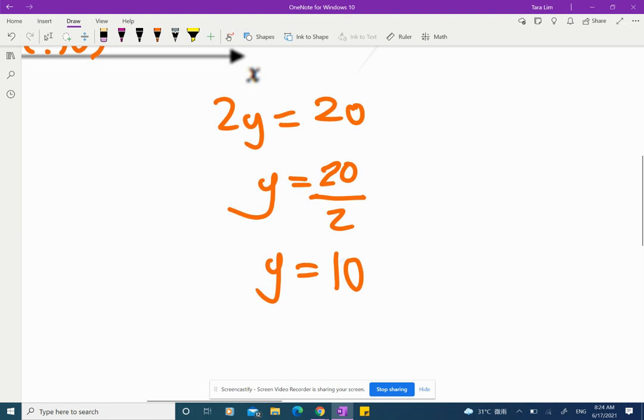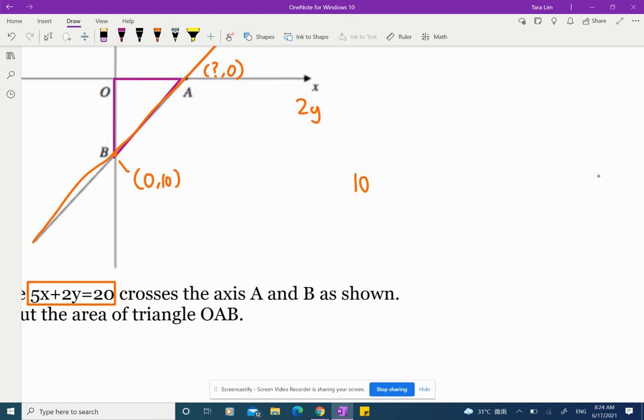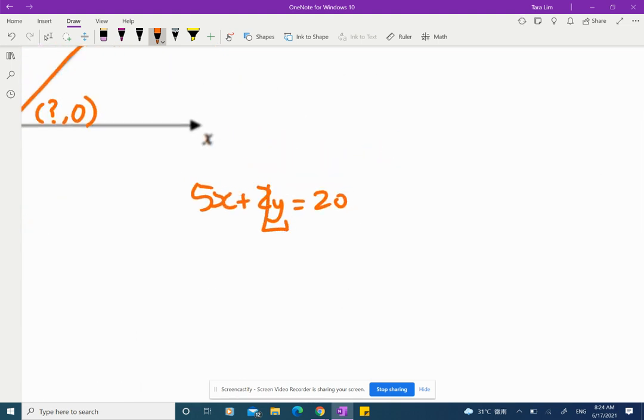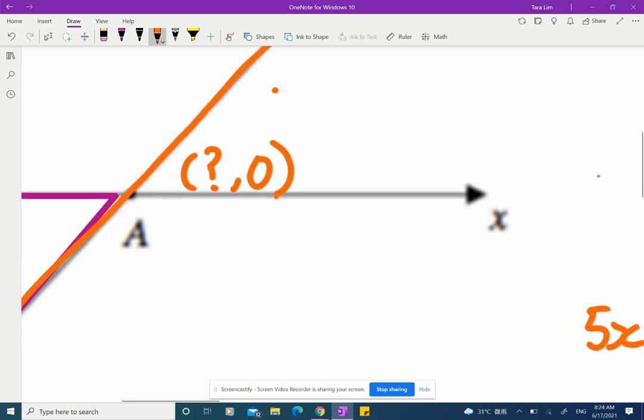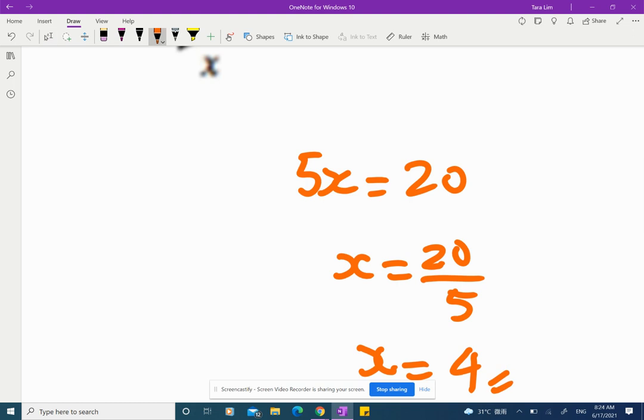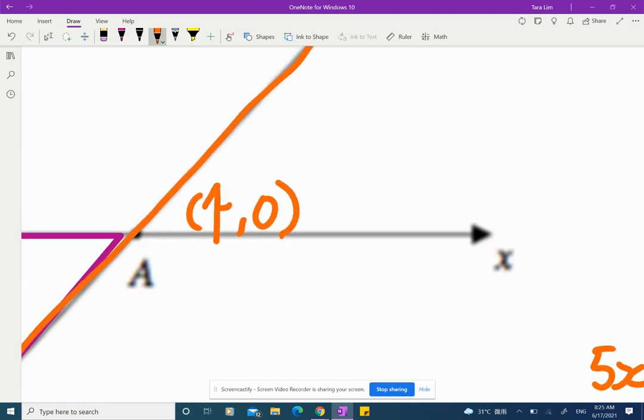Now we rewrite the equation 5x plus 2y is equal to 20. This time we substitute y as 0. So 2 times 0 is 0, and 5x plus 0 is still 5x. It leaves us 5x is equal to 20, and 20 divided by 5 is 4. So x is 4 when y is 0.